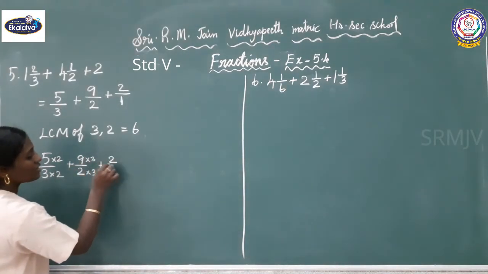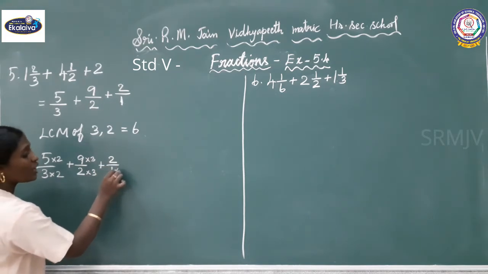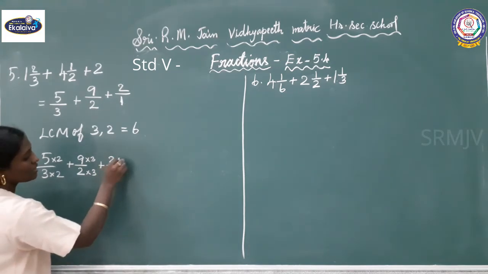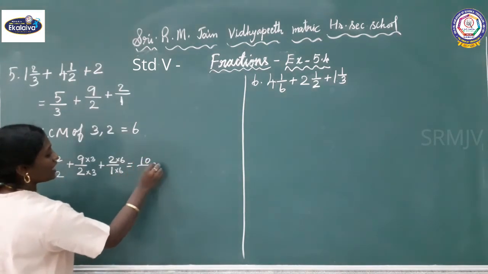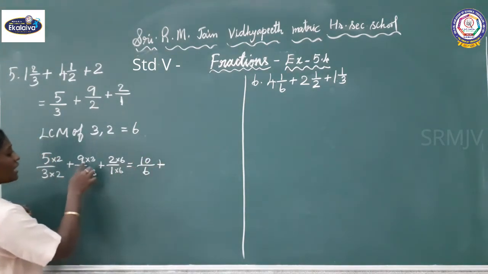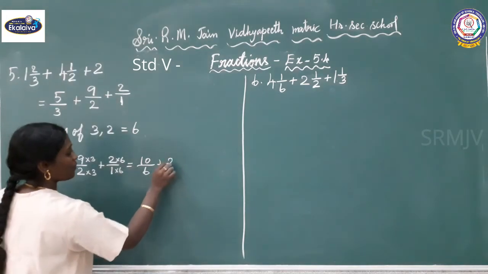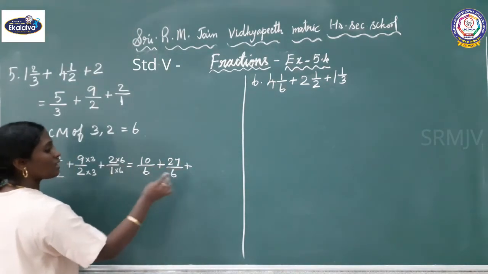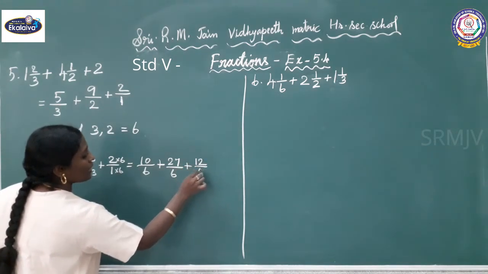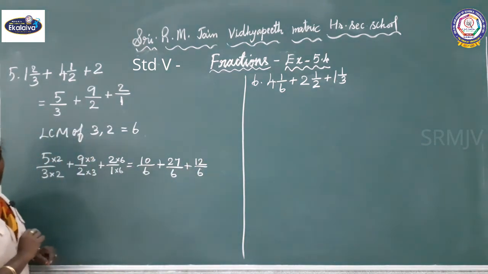Then the next fraction is 2 by 1. Here we have to multiply by 6. Okay, now we will get 5 2s are 10, 10 by 6, plus 9 3s are 27, 27 by 6, plus 2 6s are 12, 12 by 6. Now we got like fractions.